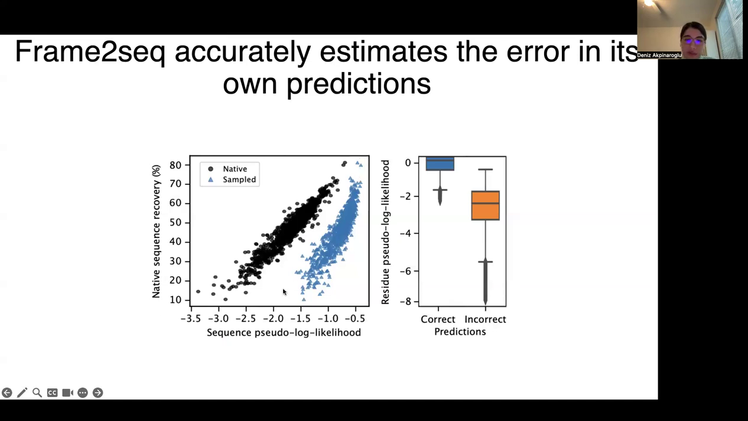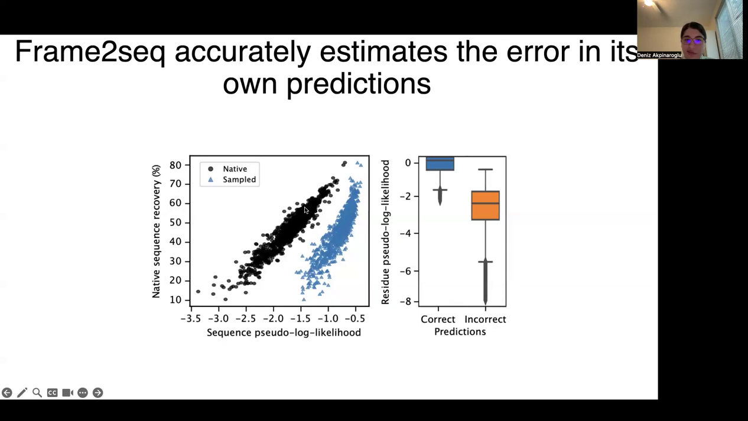And then with the blue scatters here, it's going to be for the Frame2seq predicted sequence and the true backbone, what is the overall score. And essentially both of these correlate very well with the native sequence recovery. So the model is aware that it isn't able to either recover quite as well or recover very well, so that it scores them favorably or not.